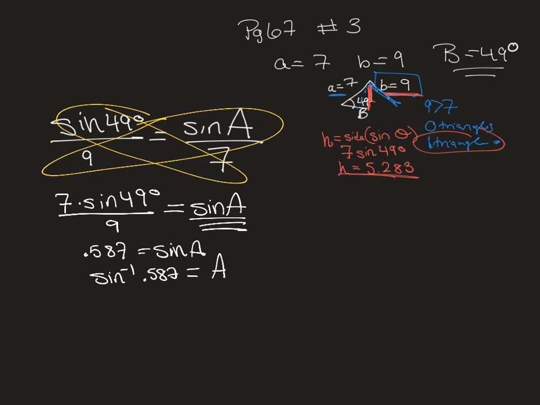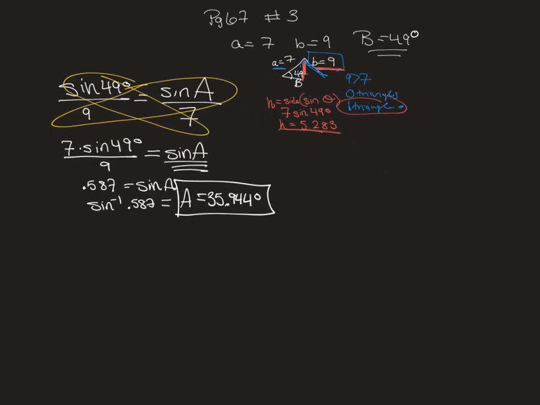If your calculator's in degrees, it'll give you the degree answer. If not, you're going to have to convert it from radians to degrees by multiplying by 180 and dividing by pi. So you're going to get the big A equals 35.944 degrees. I always like it when you box these along the way because it makes it easier to find your work and your answers. Let me shrink that one down a little bit.